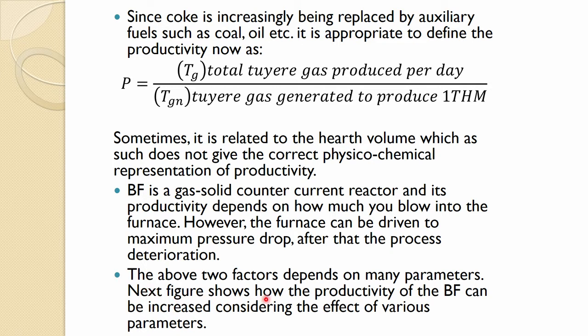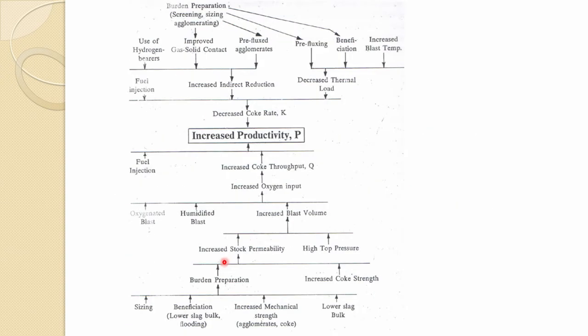The next slide shows how the productivity of the blast furnace can be increased considering the effect of various parameters. As you can see, there are two things: how much you can blow into the furnace and the maximum pressure drop which you can reach safely without affecting the productivity. How these two parameters get affected by other parameters, we will see in this slide.